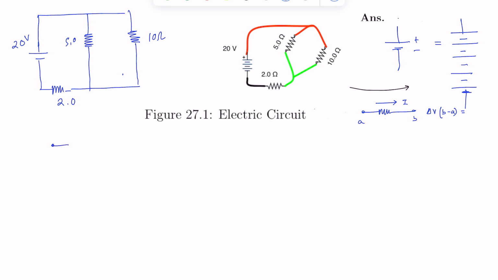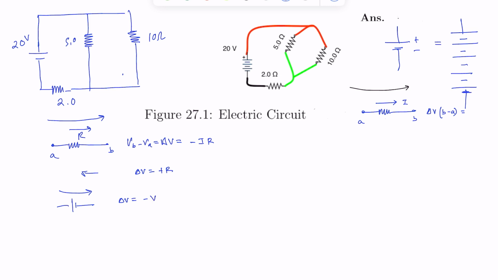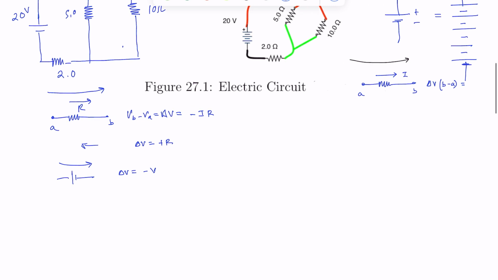This is what I'm saying. For a resistor like this, if the current is in this direction and you're moving from left to right, this is B, this is A, VB minus VA, delta V, if you're moving in the direction of the current, is minus IR. If you're moving opposite to the direction of the current, delta V equals plus IR. If you're moving like this and the battery is like this, then delta V equals minus V, or epsilon. We have already seen this, and if it's opposite, it's plus V.